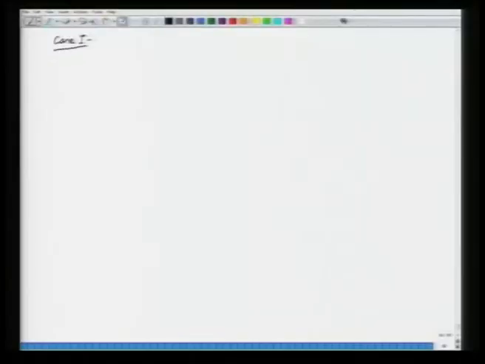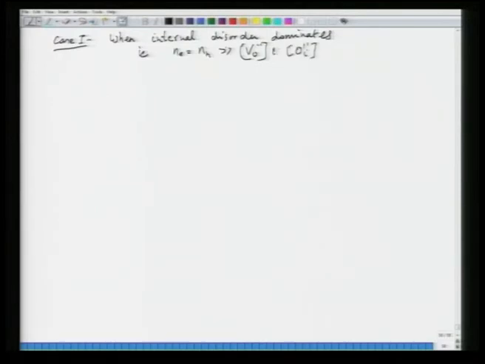So, we'll look at the first case, case 1, when internal disorder dominates, that is Ne is equal to Nh, much bigger than VO and OI. So, what we will do is we will just make these lines.